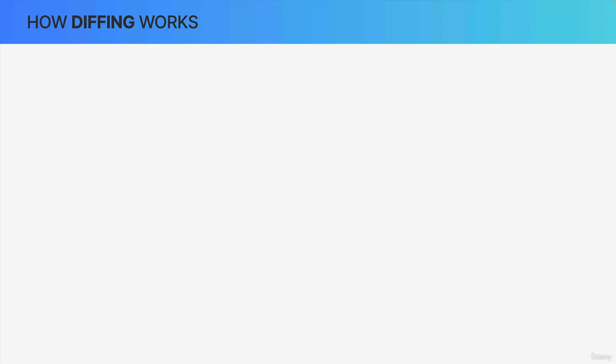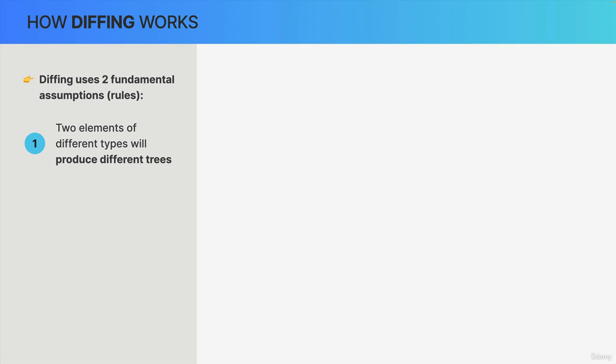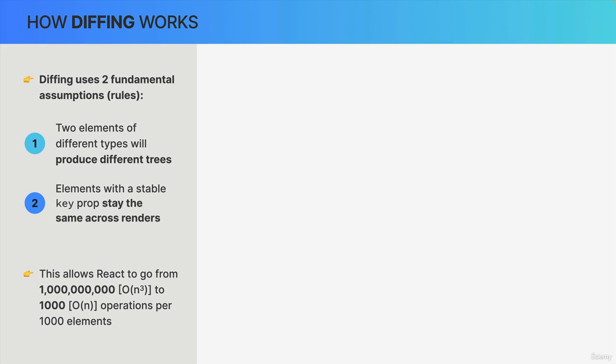So diffing is, first of all, based on two fundamental assumptions. The first one is that two elements of different types will produce different trees. The second assumption is that elements with a stable key, so a key that is consistent over time, will stay the same across renders. Now, these assumptions may seem pretty obvious, especially the first assumption, but they allow the algorithm to be orders of magnitude faster, going, for example, from 1,000,000,000 operations per 1,000 processed elements to just 1,000 operations.